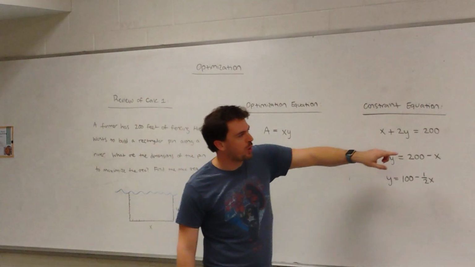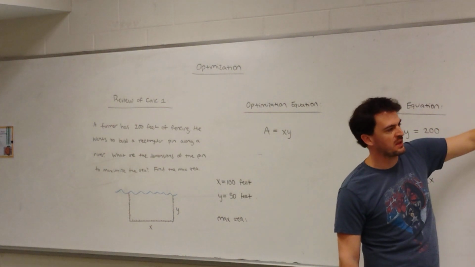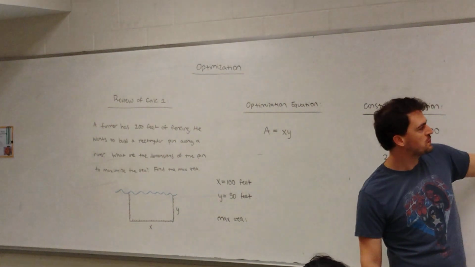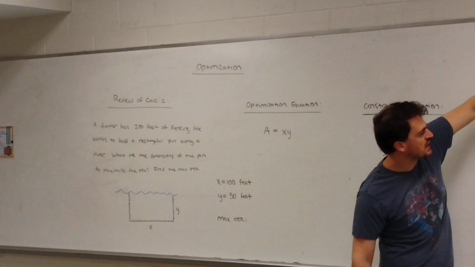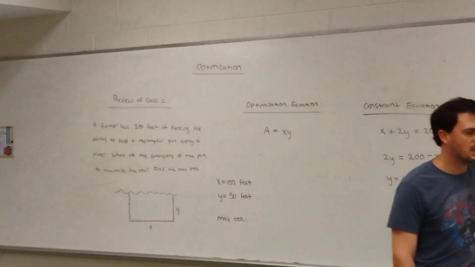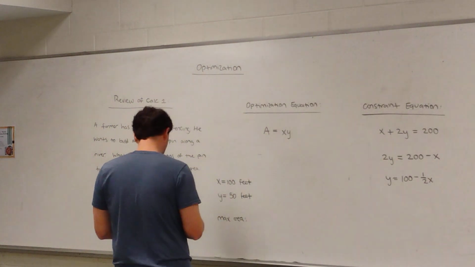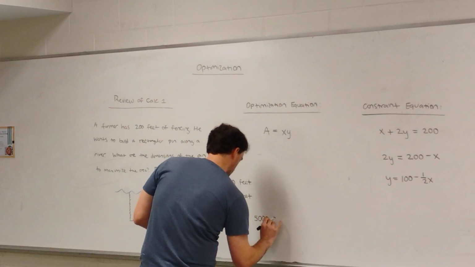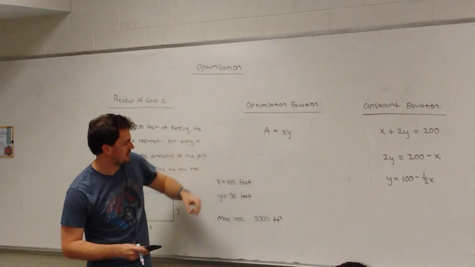Don't forget, you also have an equation for the area in terms of x. So if you wanted, after you found x equals 100, you could plug 100 into this equation. And you know that's going to give you the max area given this x value. Either way you do it, doesn't matter. Throwing this at a calculator, I get 5,000 feet squared. I just did x times y.